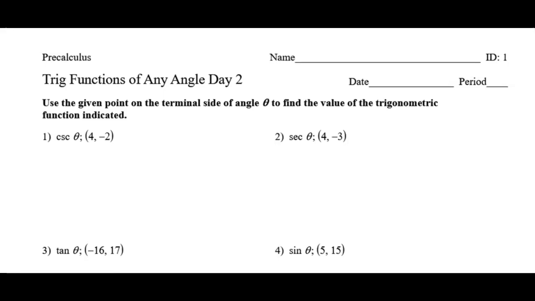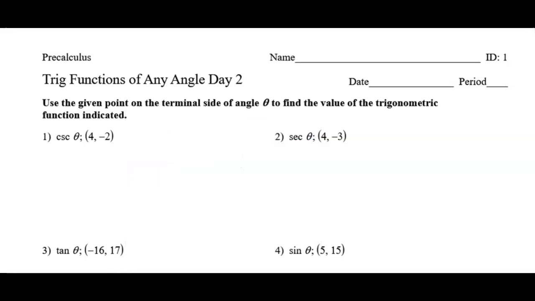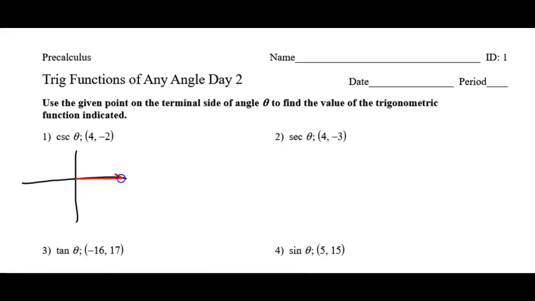I wanted to show you how to do one of these problems where they don't give you the diagram. What you could do is draw your diagram, knowing where the terminal side of theta is because they tell you the point that it goes through. So if you think about your coordinate plane, and if I were to draw the angle, remember all of our angles start on the positive x-axis.